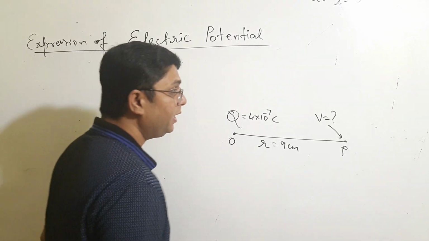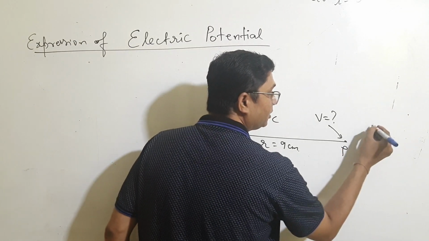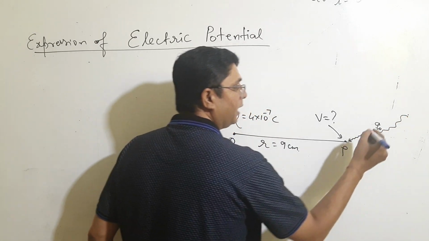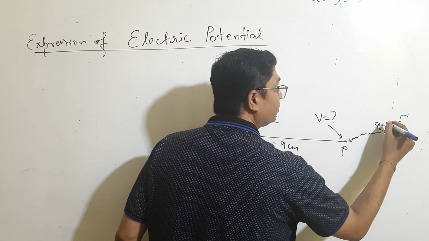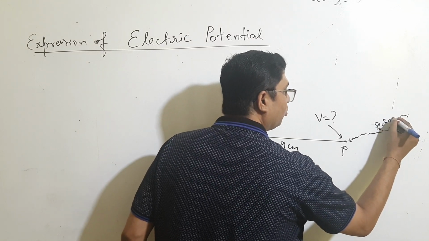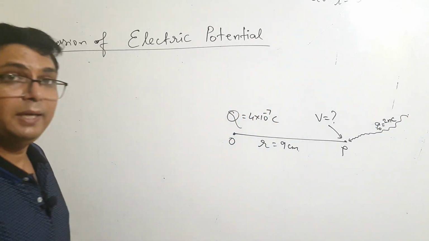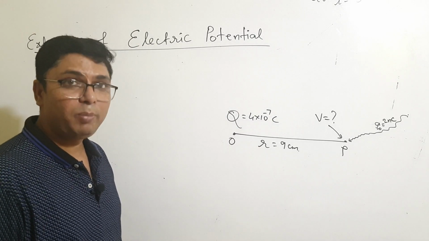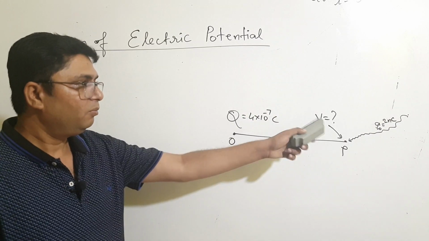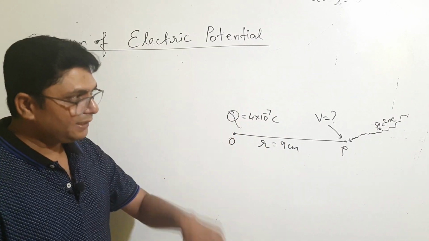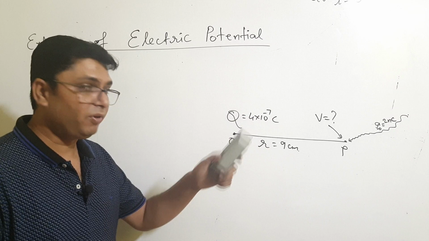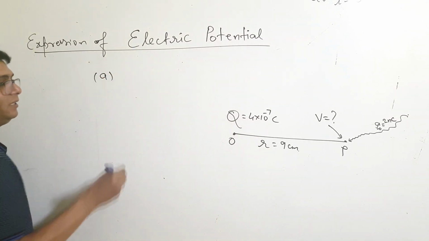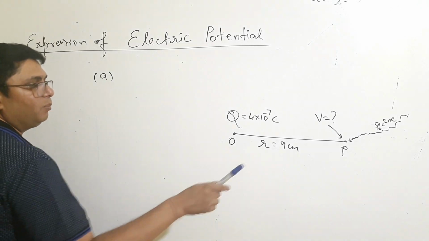Now the second part is: if I bring a charge q naught from infinity to this point, and the value of q naught is 2 nanocoulomb, then what will be the work done? It does not depend on the path, either straight or curved, from infinity to point P. So part A is, you have to find the potential at point P.